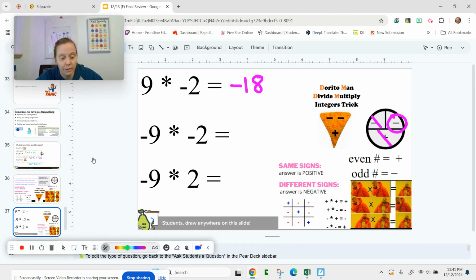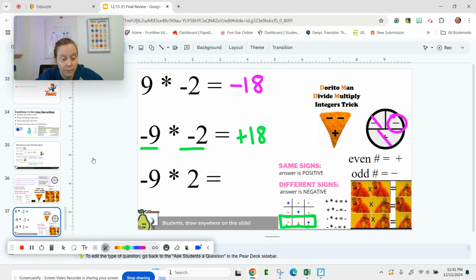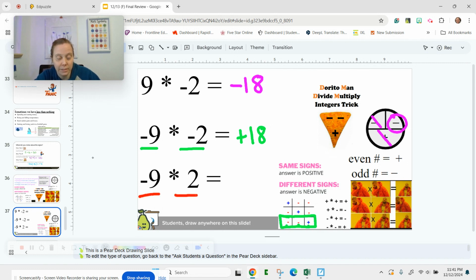All right, next one says negative 9 times negative 2. So I'm looking down here. It says a negative times a negative is a positive. So that means I'm going to get a positive 18. All right. Last one over here says a negative times a positive. So I'm looking at my Drake example here. A negative times a positive is this middle one. Negative times a positive. So that's going to give me a negative 18.